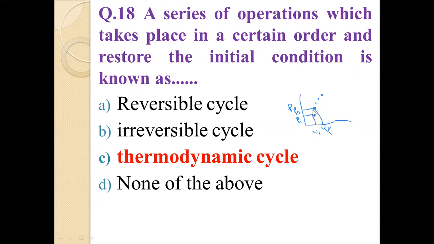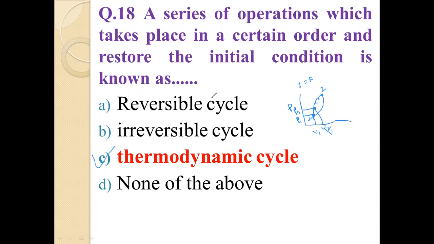Restore the initial condition. See friend, here the first is the initial condition 1 and the last one is known as the final condition 2. After some time these two become the same, meaning the initial condition and final condition of the system or the series of operations are the same, which is known as a thermodynamic cycle. This is known as thermodynamic cycle. Option number C is the correct answer.